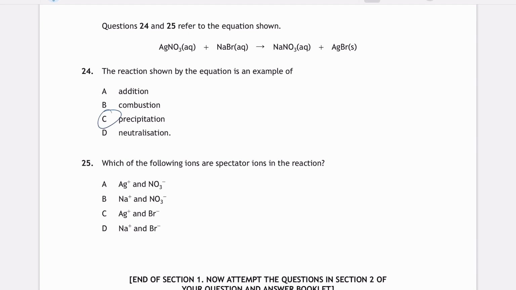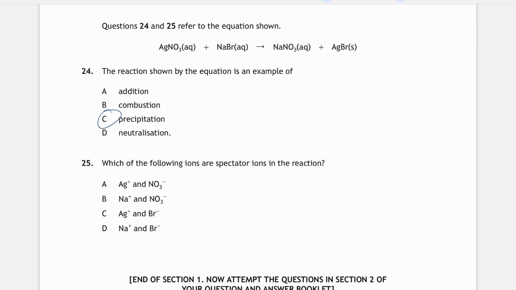If the state symbols didn't show that, so you didn't have all aqueous except for one thing that was a solid, then you would have to go through and look to see what other types of reactions it might be. I do have a tutorial video on types of reactions, so go and check that out. That might help if that's something you struggle with, but most of the time it is a precipitation reaction that they've shown you. And then the last question, the spectator ions.